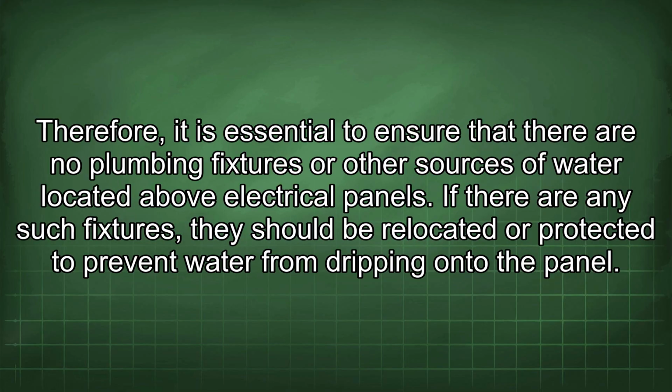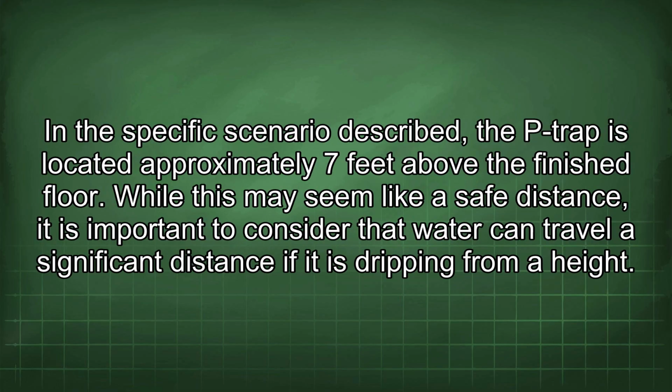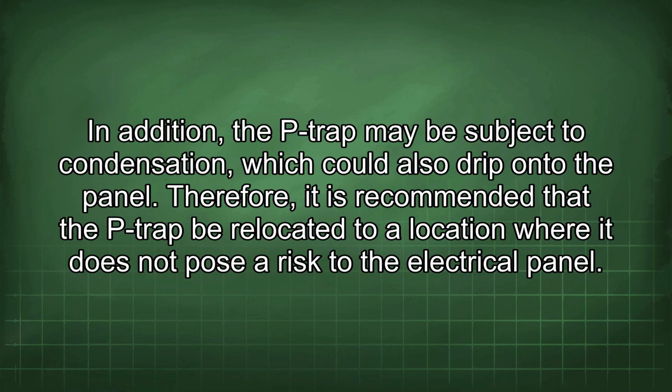In addition, water can damage the electrical equipment and cause it to malfunction. Therefore, it is essential to ensure that there are no plumbing fixtures or other sources of water located above electrical panels. If there are any such fixtures, they should be relocated or protected to prevent water from dripping onto the panel. In the specific scenario described, the P-trap is located approximately 7 feet above the finished floor. While this may seem like a safe distance, it is important to consider that water can travel a significant distance if it is dripping from a height. In addition, the P-trap may be subject to condensation, which could also drip onto the panel.